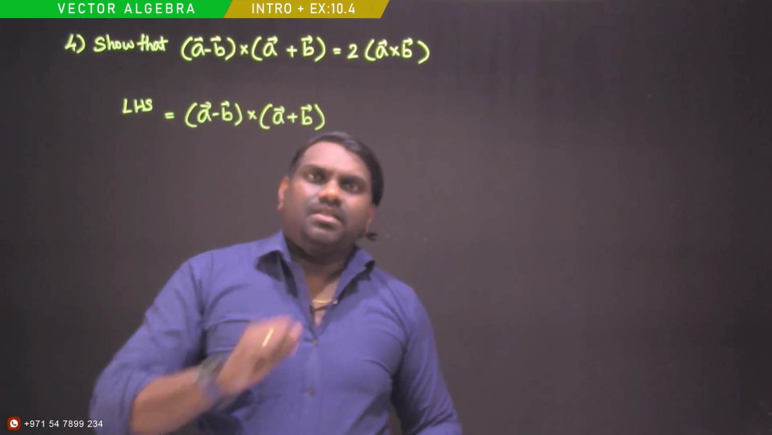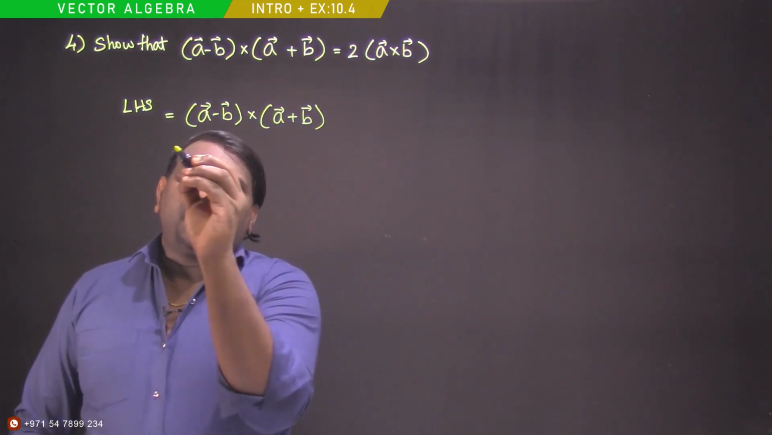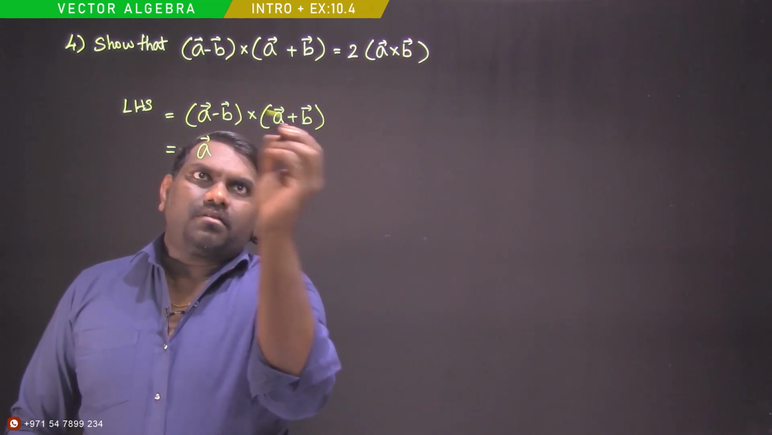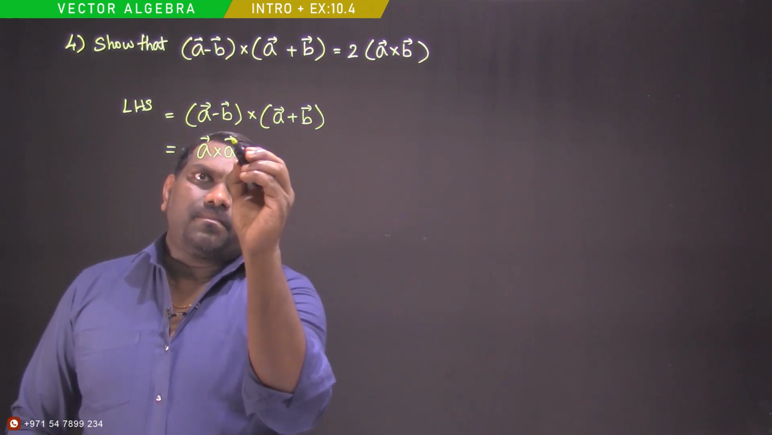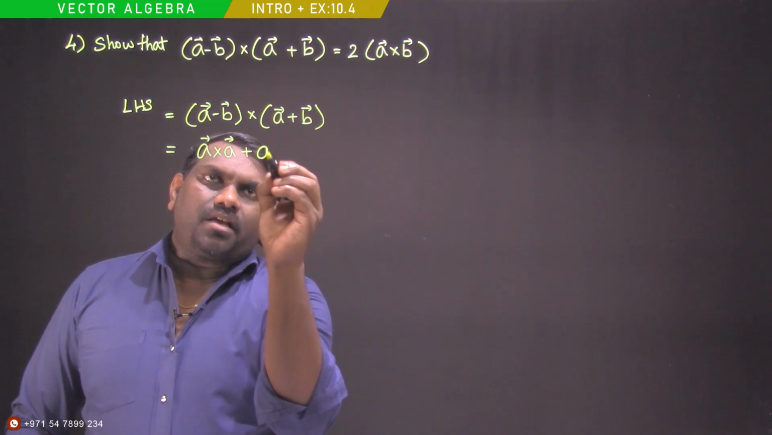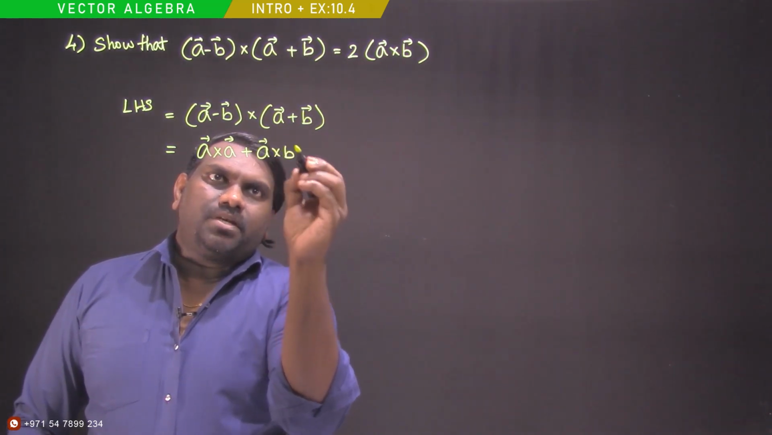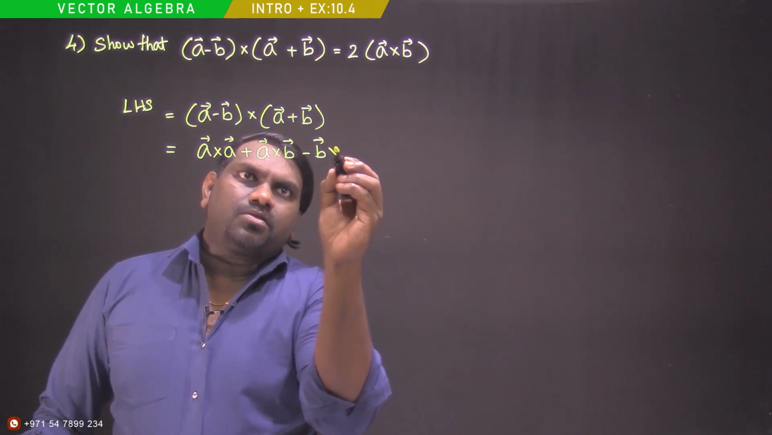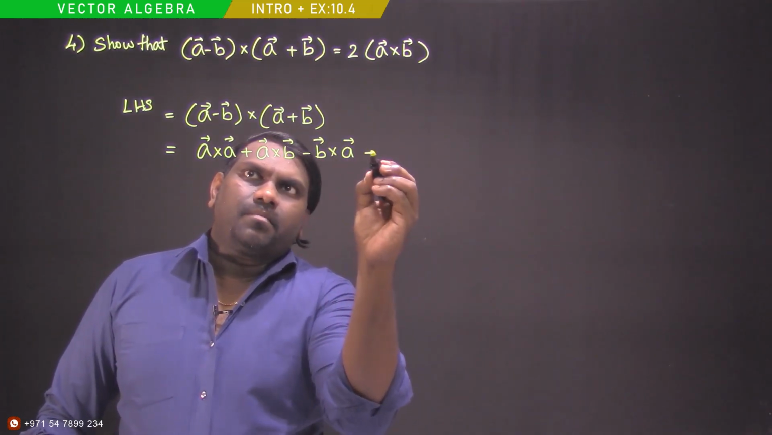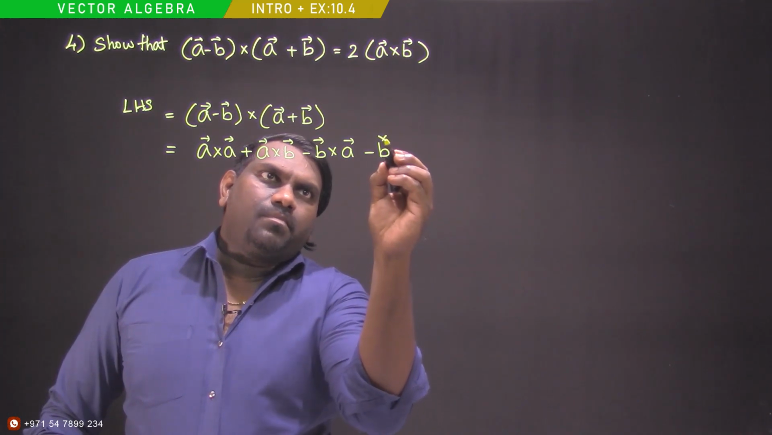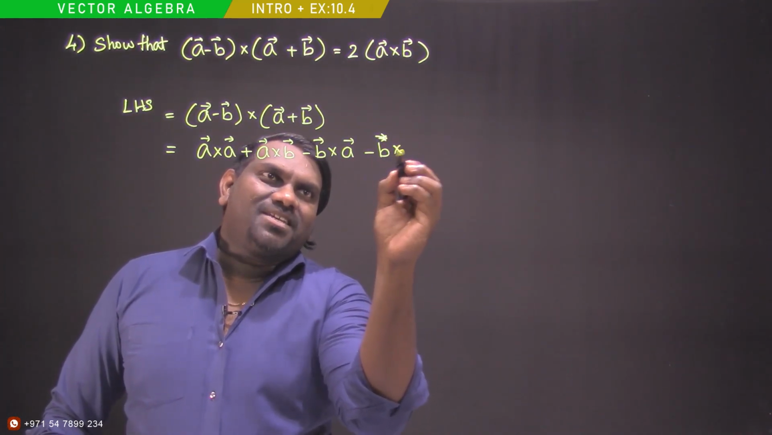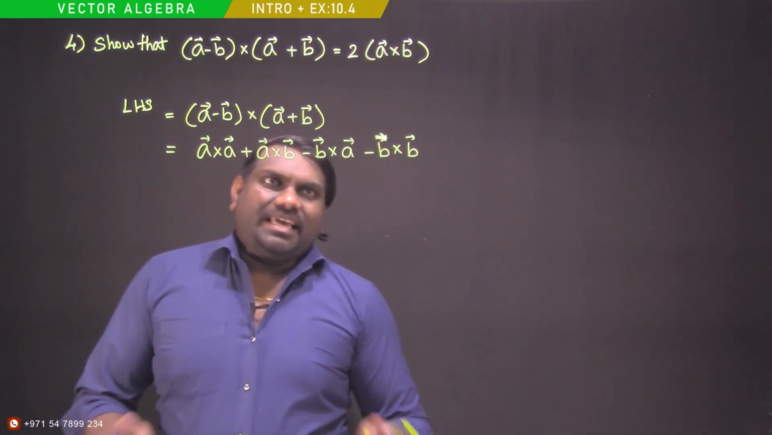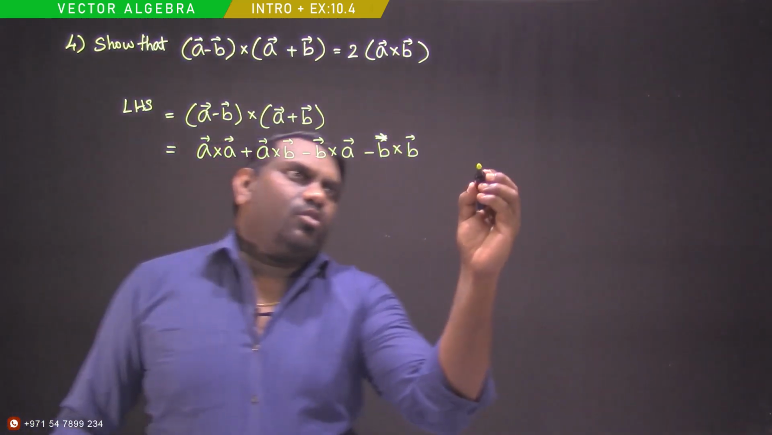This is what we need to prove. Okay, let's see. Multiplying inside, dear: a cross a plus a cross b vector minus b cross a minus b cross b. Sorry. Okay, then you know a few things.